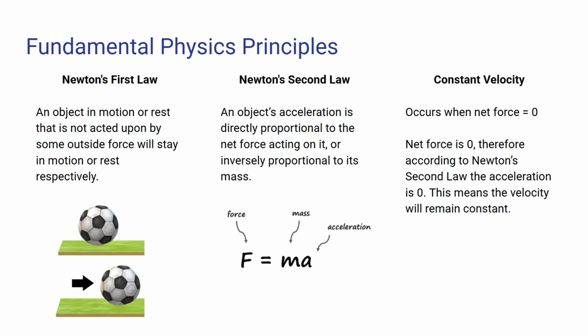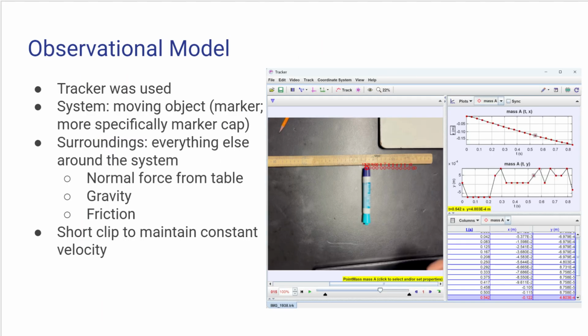Lastly, constant velocity occurs when net force is equal to 0, and therefore, according to Newton's second law, the acceleration would also be 0. This means that the velocity will remain constant, as the net force is 0, so there's no force to act on the object, and Newton's first law states that it will remain with constant velocity because it will stay in motion. So next up, I'll talk about the observational model.